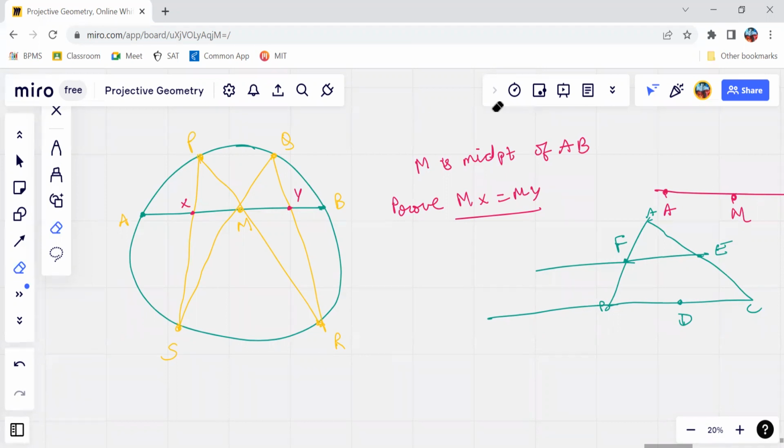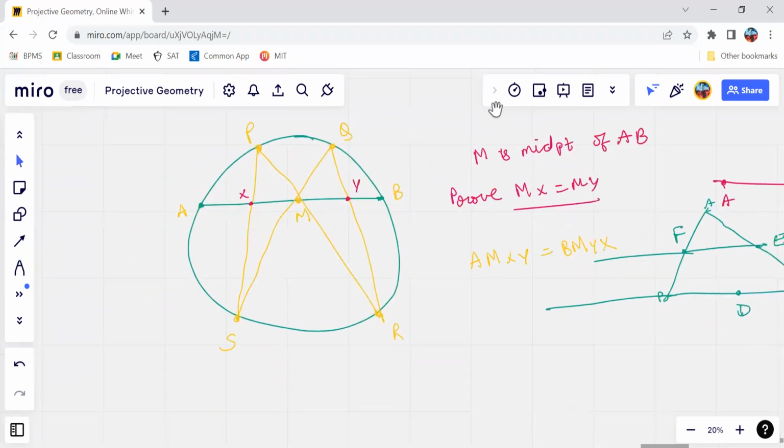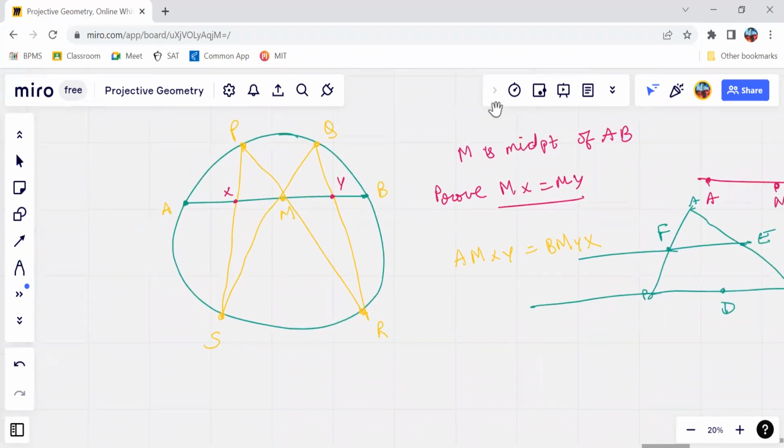Like we can project A, M, X, Y to B, M, X, Y. So the idea is to show that the cross ratio (A, M; X, Y) is equal to the cross ratio (B, M; Y, X). And okay, so how would we do this question? No, I don't think you can prove this that easily.